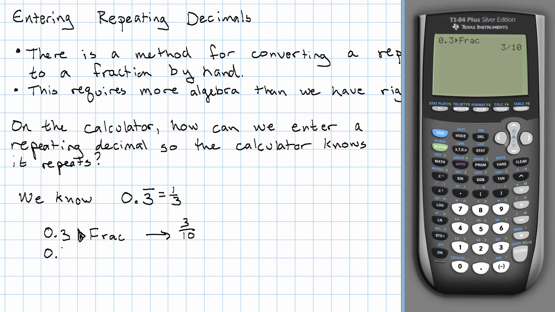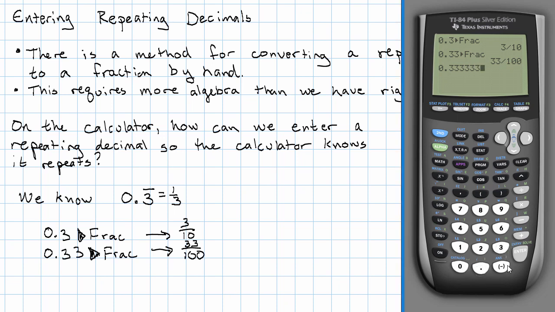What if we give it 2 3s? Well, that gives us 33 hundredths. Again, 0.33 really does equal 33 hundredths. Let's skip ahead a little bit. What if we give it 6 copies of the number 3?